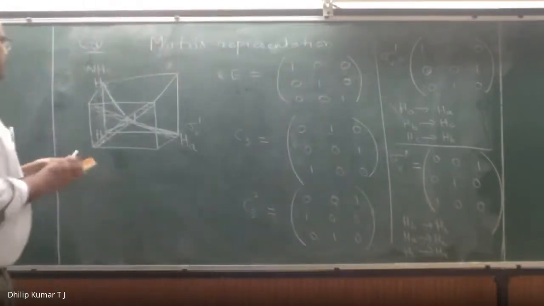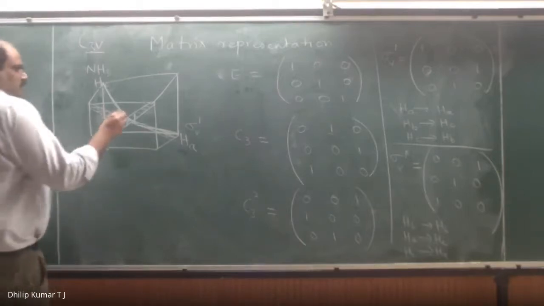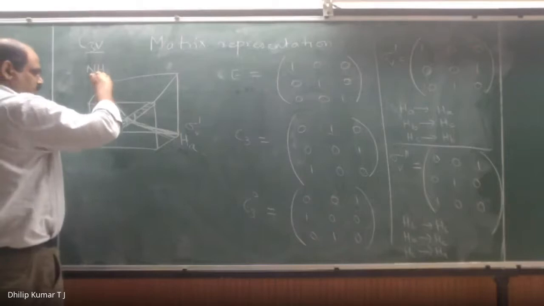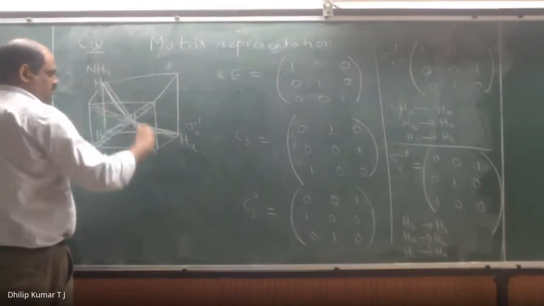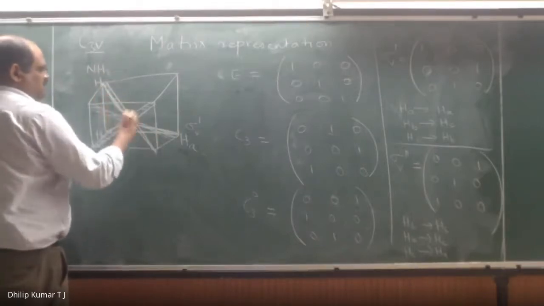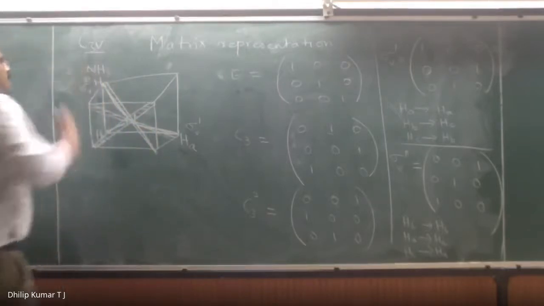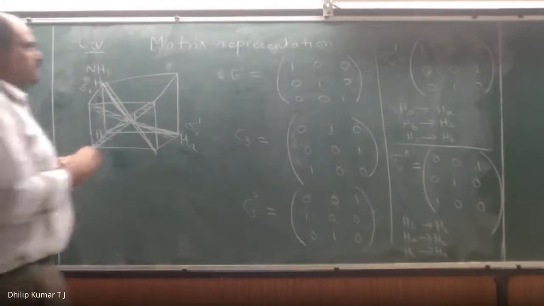Now I'll write it for the third plane, which is passing through nitrogen and the HC atom. If I do that, this is sigma V triple prime. Okay, so again this is much simpler.